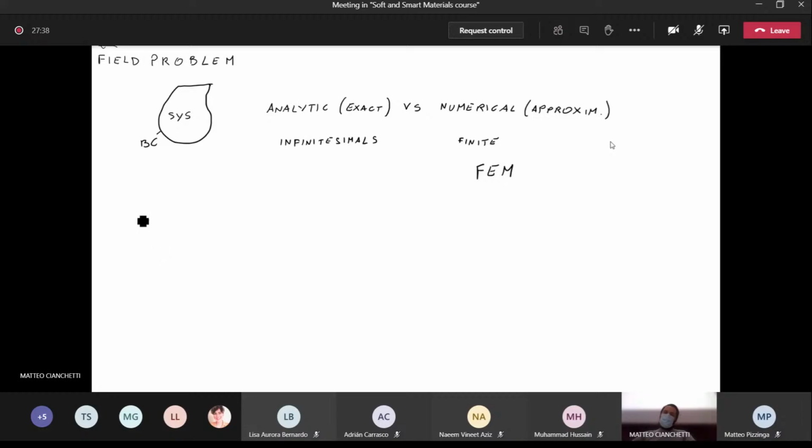So let's consider the case where we have a real system like this, and you have a force applied at the very tip of the structure. This is the real physical system. Okay, this is the real one.